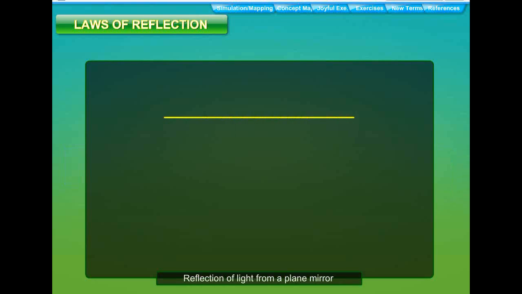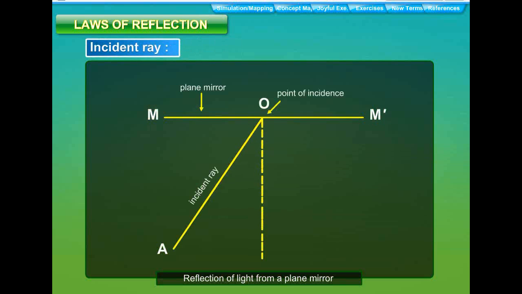A ray of light, when it falls on a plane mirror, gets reflected. MM is the reflecting surface. Incident ray. The ray of light which falls on the mirror's reflecting surface is called the incident ray. The ray of light AO is the incident ray. The incident ray always goes towards the mirror.